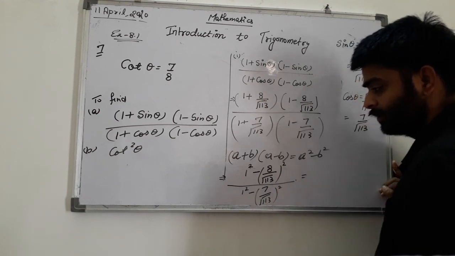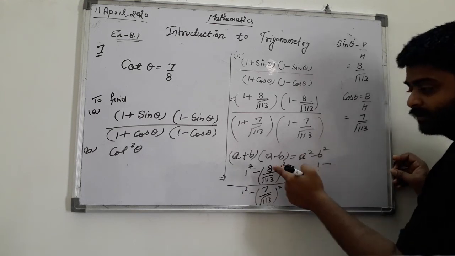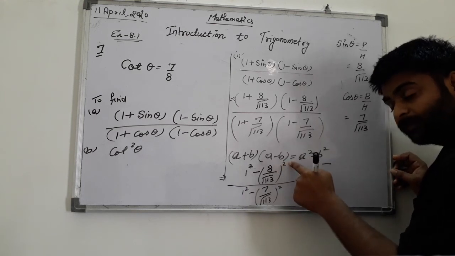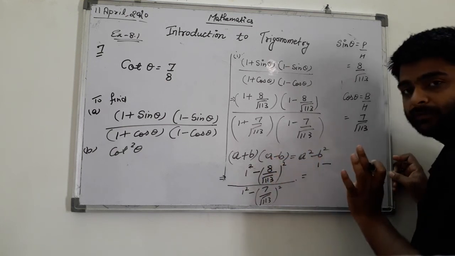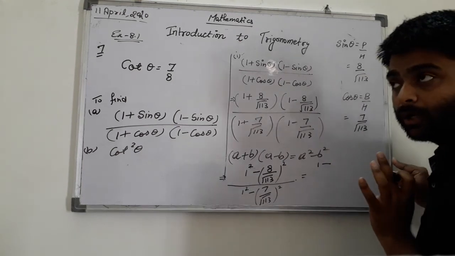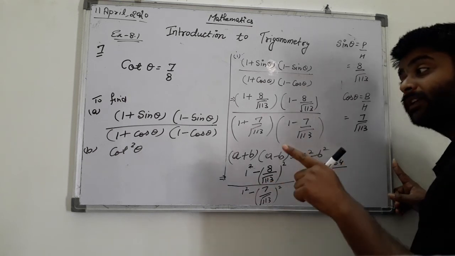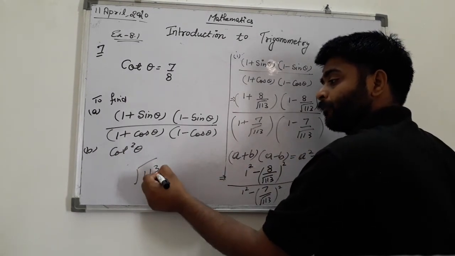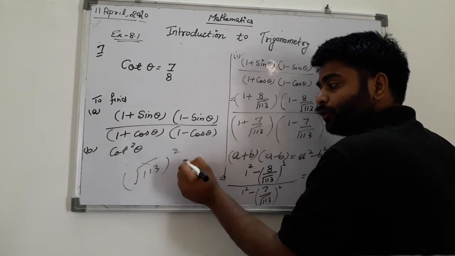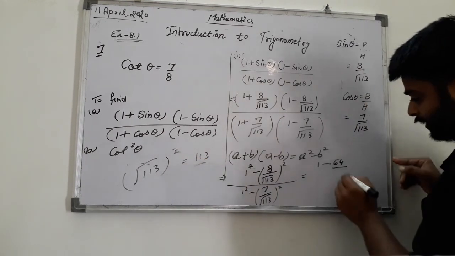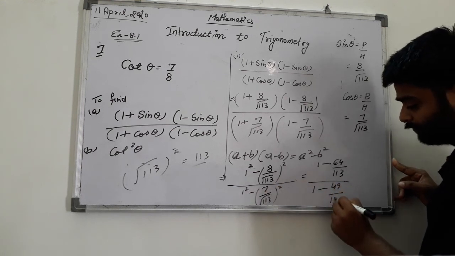Class, 1 square is always 1. Minus square of 8. If the whole value is taking power 2, then both values will be squared, either in denominator or numerator. 8 square is 64. Now class, if root is squared, then root and square will cancel out. What is left? 113. Simple. Got it? So 1 minus 64 upon 113, and 1 minus 49 upon 113.